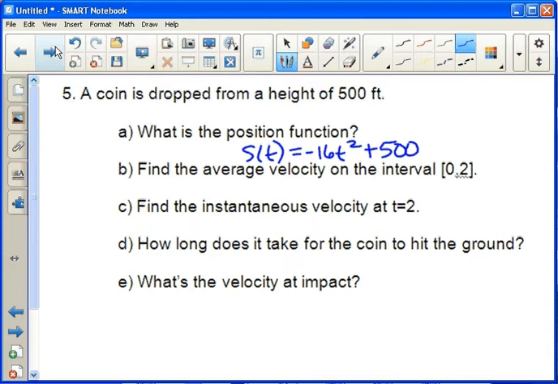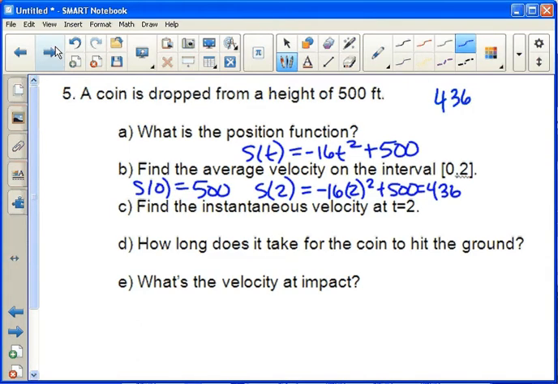So I plug 0 in the original, that gives me 500, and I plug 2 in the original. See, negative 16 times 2 squared plus 500. So that's negative 16 times 4 plus 500. We get 436. So we do the slope formula, 436 minus 500 over 2 minus 0. That's going to be negative 64 over 2.